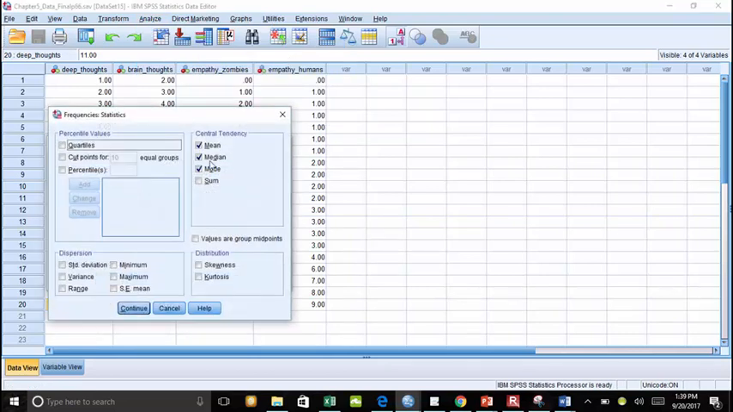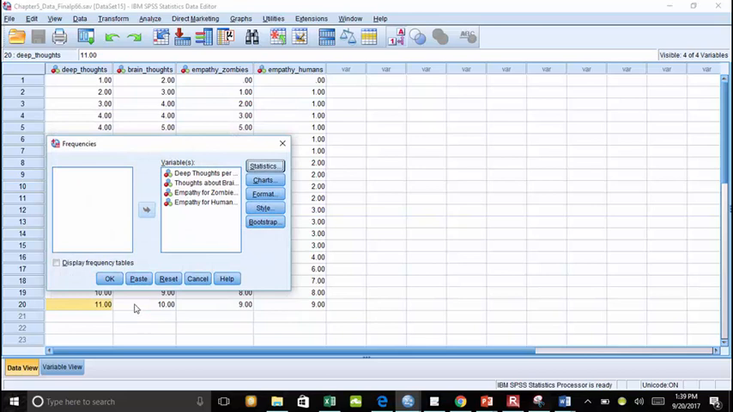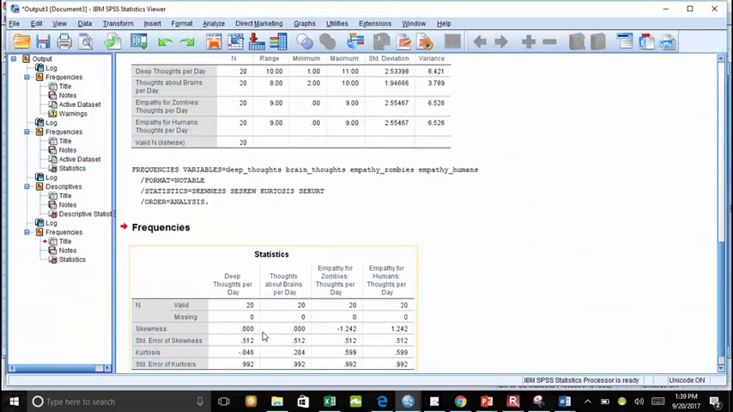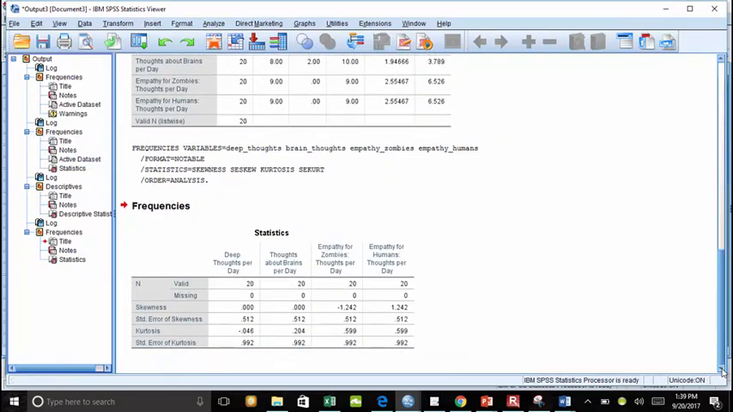Clicking on statistics, I'll get rid of mean, median, and mode because we've already done that. And come over here to describing our distribution and click on skewness and kurtosis. Hit continue, hit OK. And now we've got our 4 variables, and we have the measure of skewness. Now when skewness equals 0, that means there is no skew. It's a normal distribution.